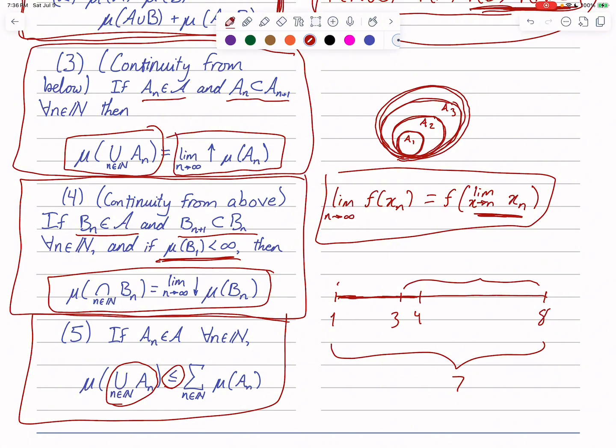But if you took these two pieces, the first piece, going from 1 to 4, has measure 3, or length 3. And then if you took it from 3 to 8, you would have length 5. And then when you add those together, you get 8, which is bigger than 7. So that is a simple geometric demonstration where the measure of the union here was 7, but the sum of the individual measures, because they had this significant overlap, was bigger.